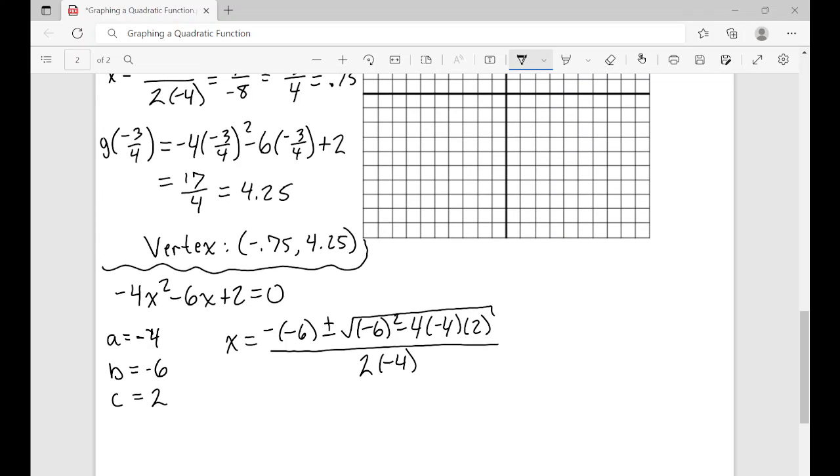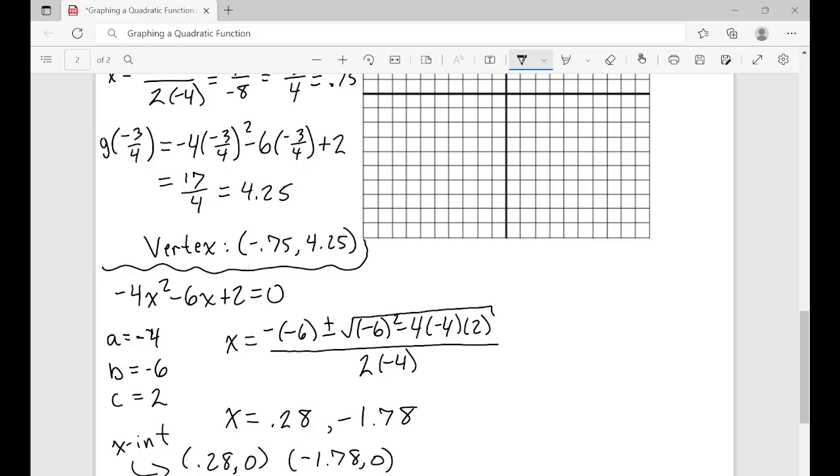Now again, be careful running this through. It can be a little bit tricky. But when you do this, you're going to get two values, and I'm going to round them both to 2 decimal places. I'm going to get positive 0.28 and negative 1.78. So the ordered pairs here are going to be 0.28, 0 and negative 1.78, 0. These being the x-intercepts.